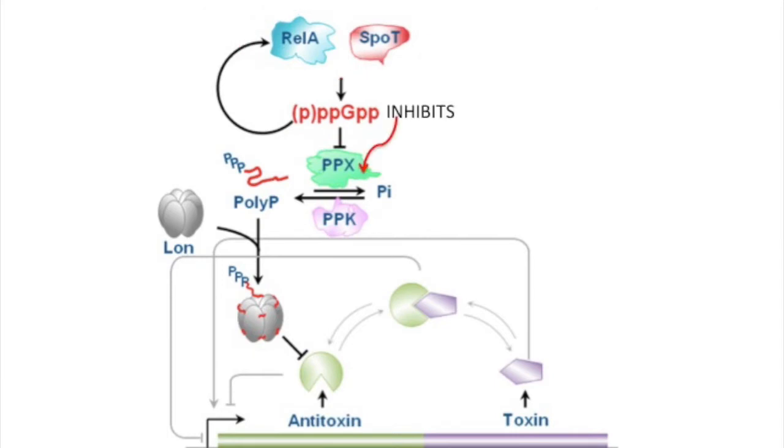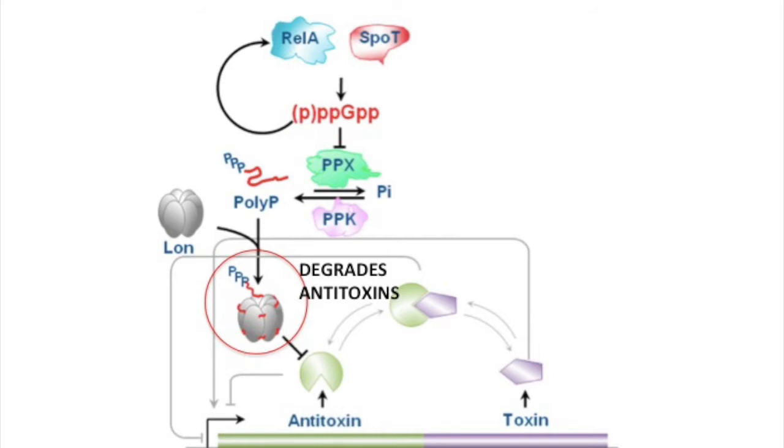So the ppGpp inhibits the polyP degrading enzyme PPX. PolyP is regularly produced by a polyphosphate kinase, also called PPK. The polyP stimulates Lon protease, and the combination of polyP and Lon degrade antitoxins. You can see that coming together in the figure.